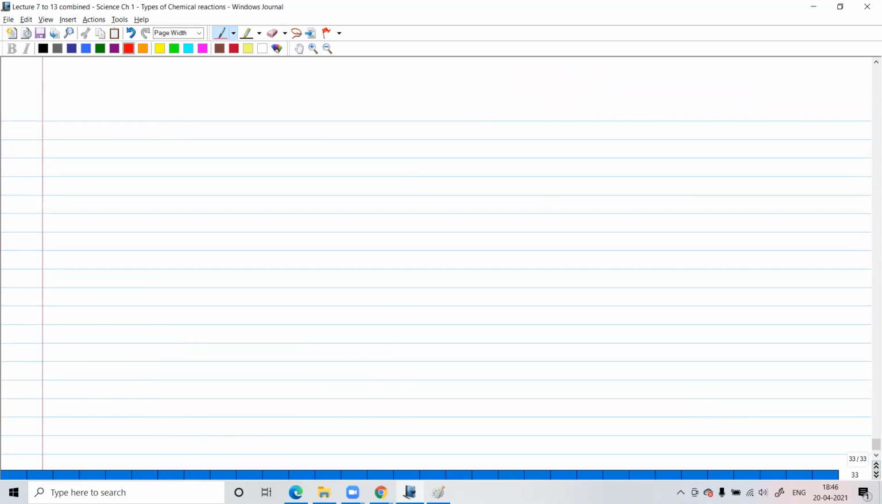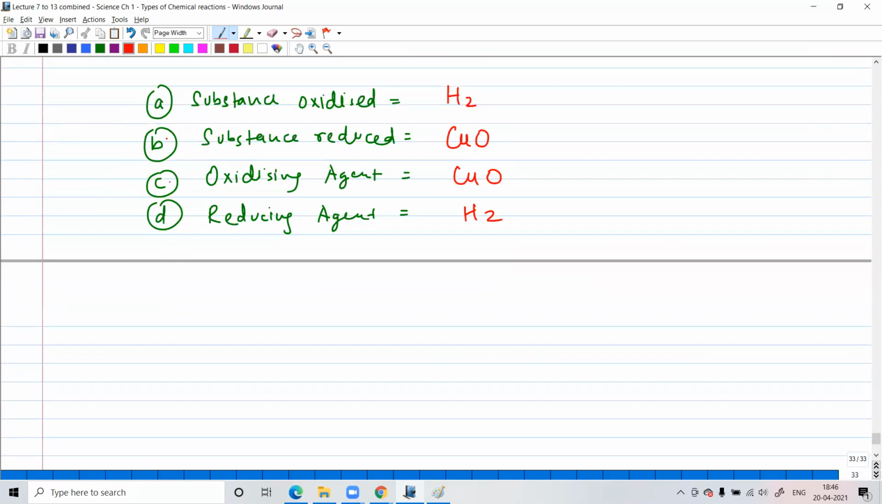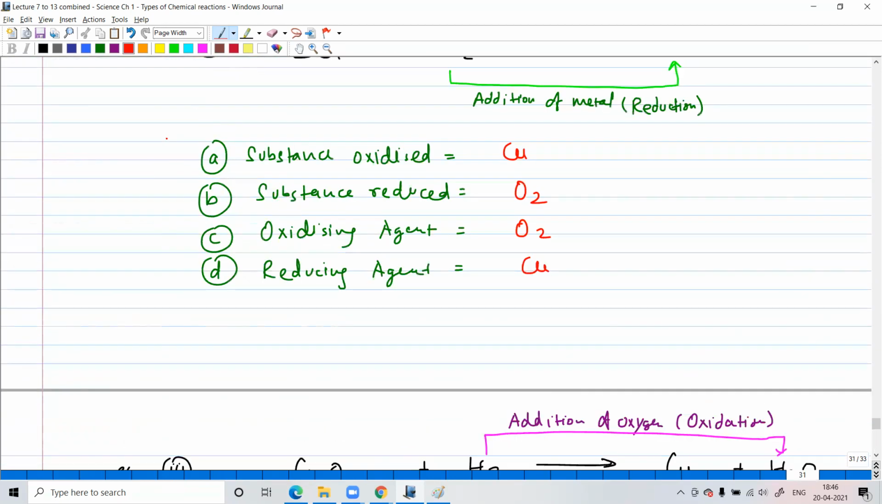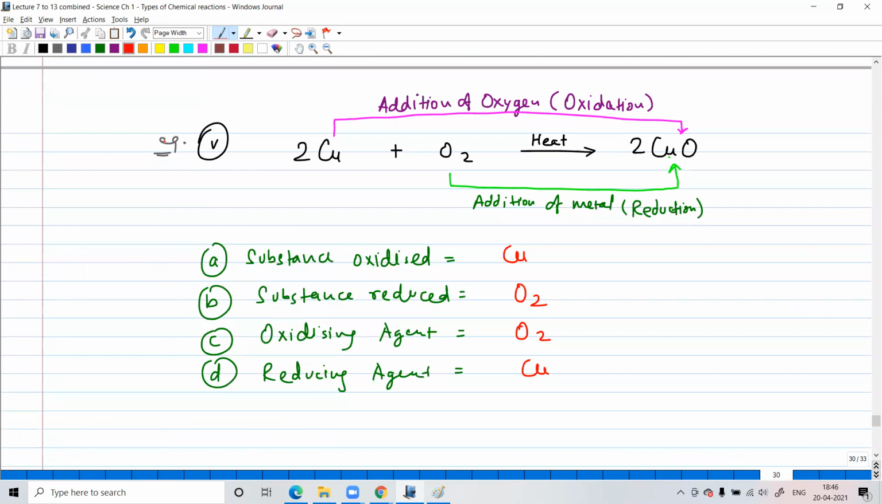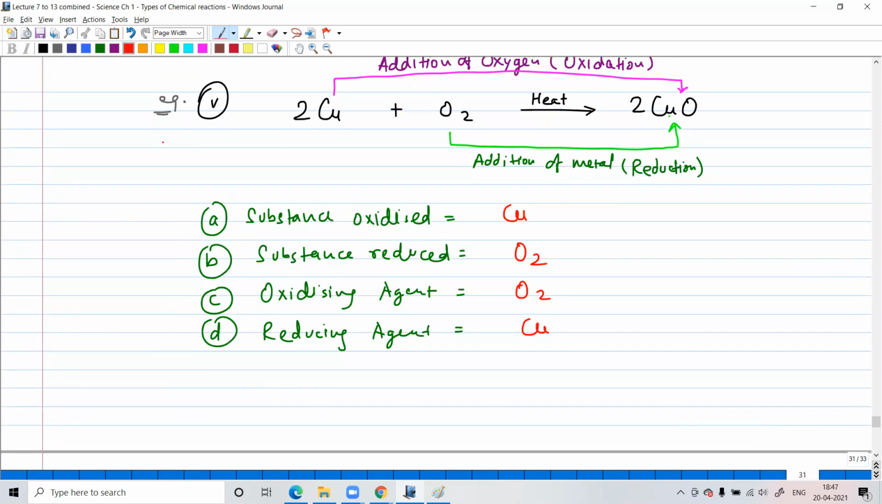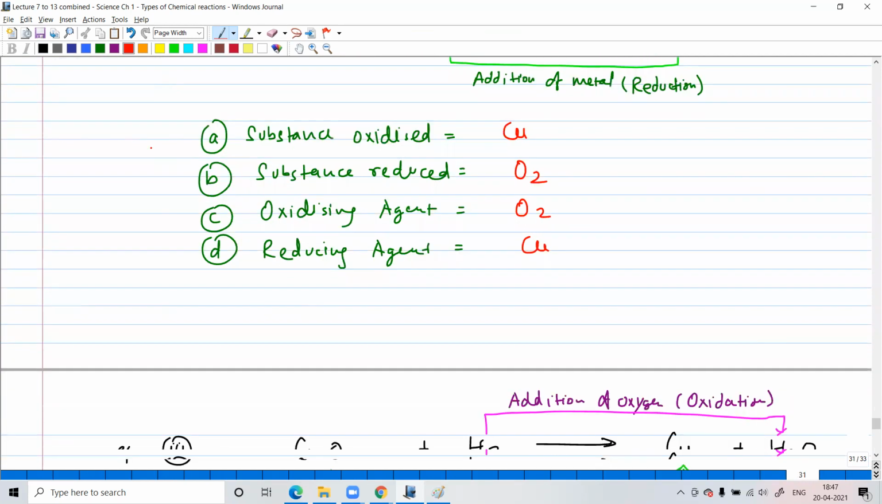So most of your school exam questions will be based on these things, hydrogen and oxygen based questions, but you need to be aware of some examples where, like we saw in the previous example, the fifth example, we were not able to explain the reduction using the old definition. So we have to use the new definition to explain that. Addition of metal causes the reduction.